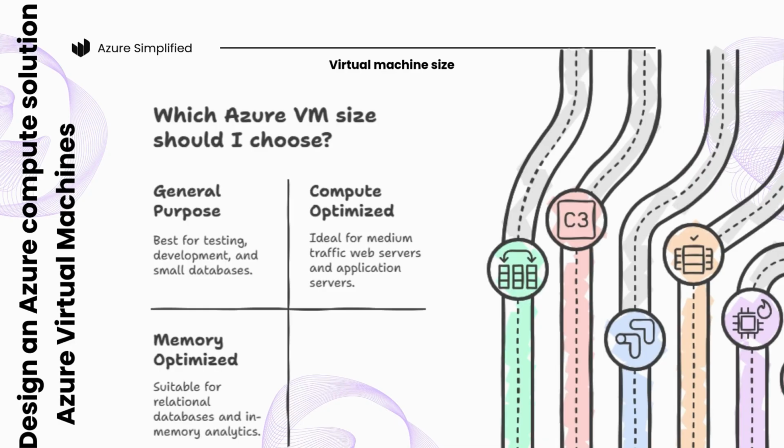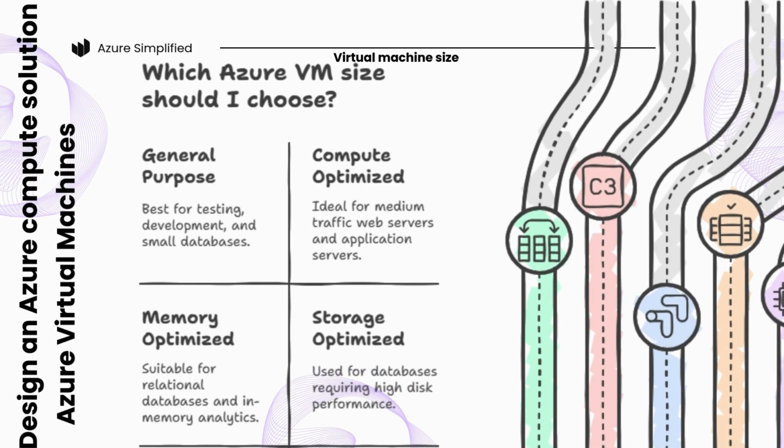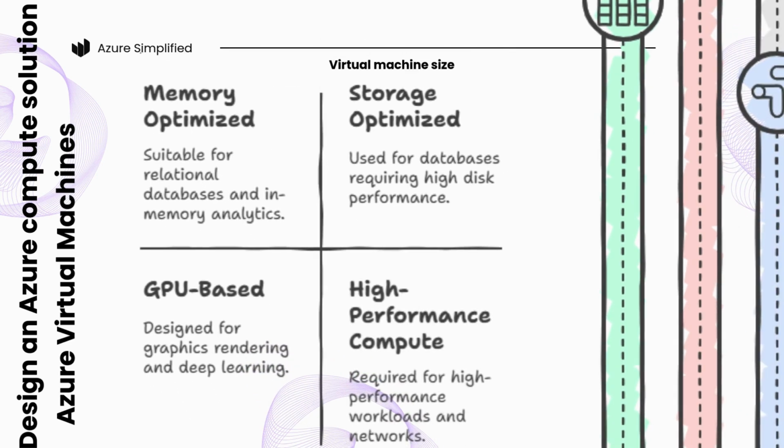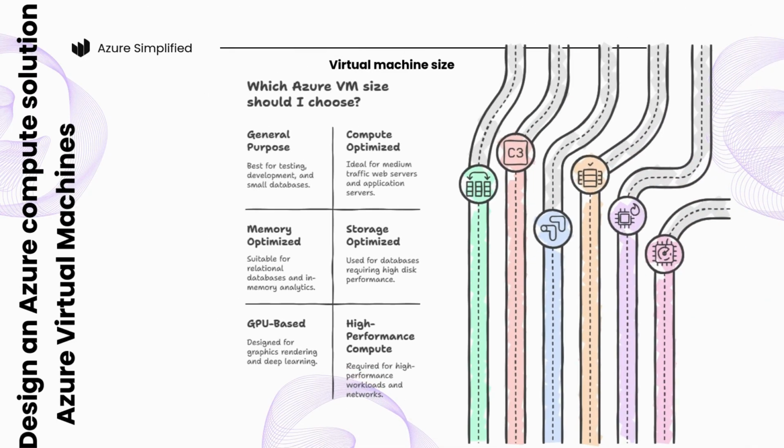Memory optimized, high memory to CPU. Suitable for relational databases, large caches, and in memory analytics. Storage optimized, high disk throughput and I/O. Used for VMs running databases requiring high disk performance. GPU-based, heavy graphics and AI workloads. Designed for graphics rendering, video editing, deep learning model training. High performance compute, HPC, fastest CPU and high throughput. Required for high performance workloads and high traffic networks. Selecting the right VM size ensures optimal performance and cost efficiency.